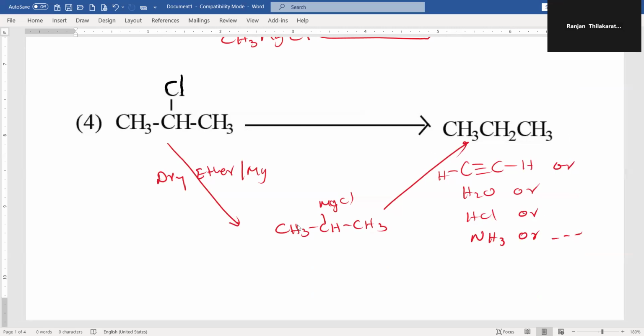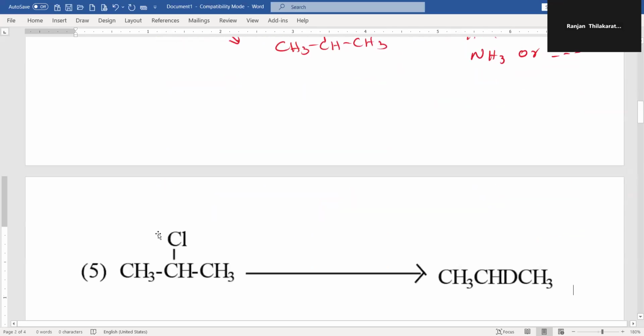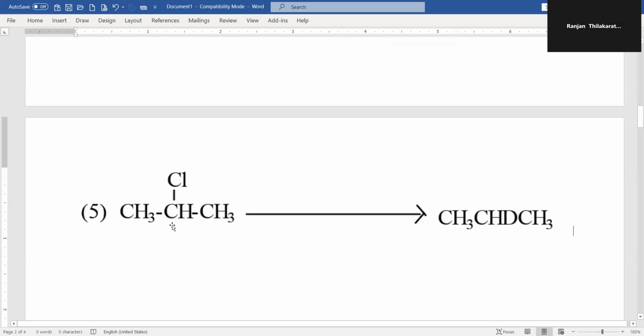Then the fifth one. Check whether you have done all these things in the correct way as I am doing. And if you have some other method or other reagents, there may be some possible reagents for some conversions. So if you have used them, let me know, then I will give you some.